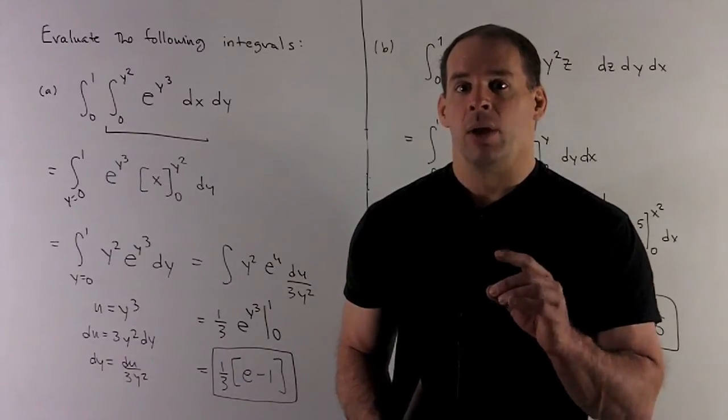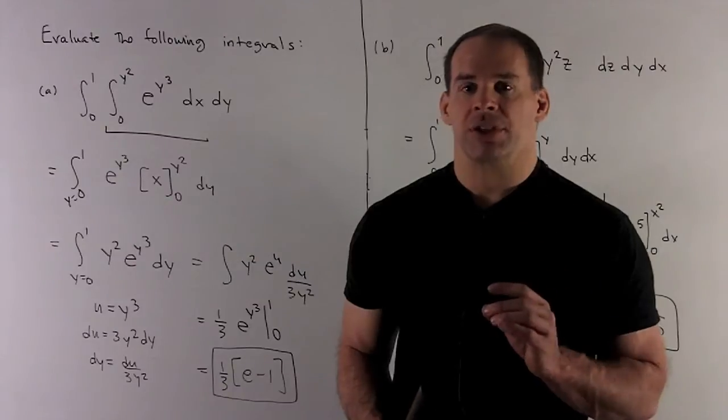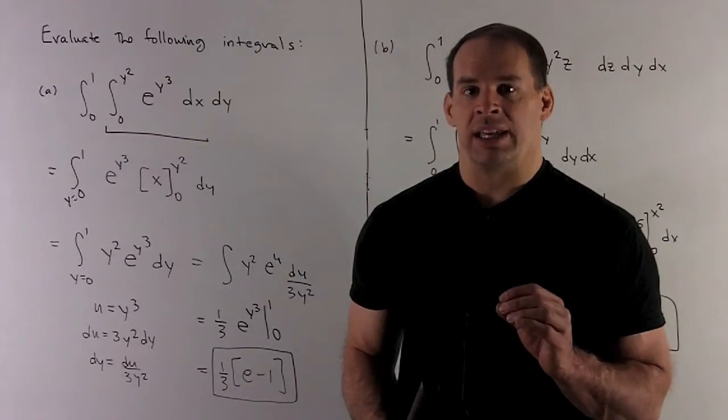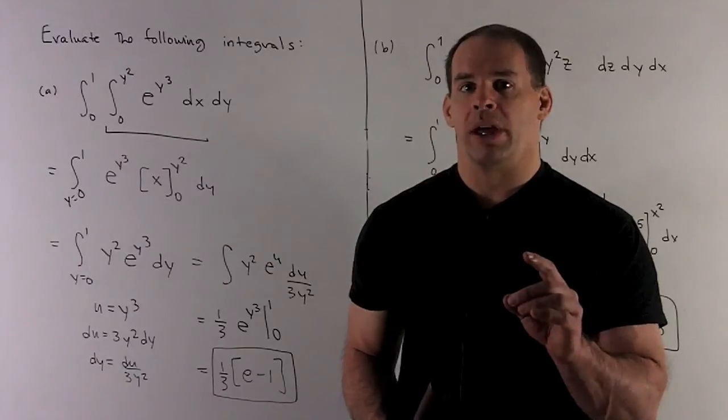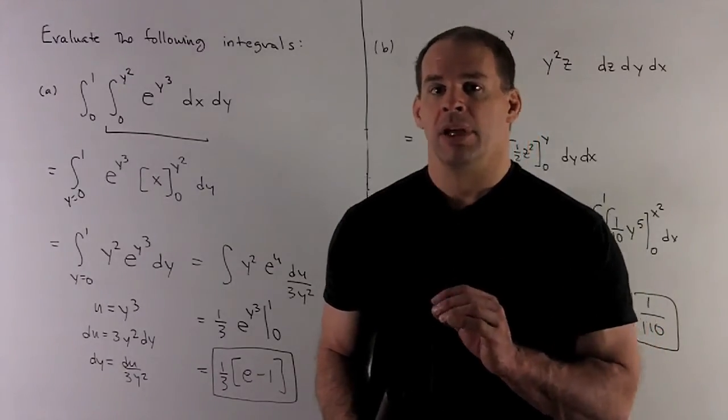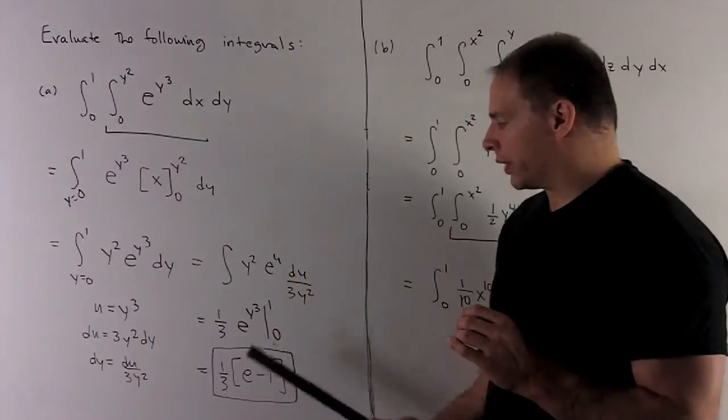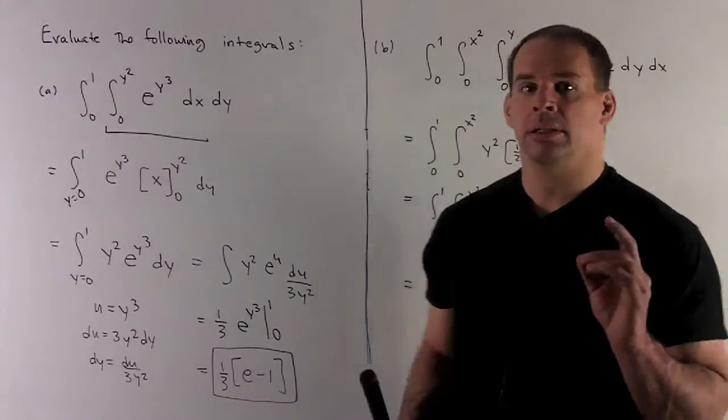I evaluate at 1 and 0, take the difference. e to the 1 is just e, and e to the 0 is 1. Okay, be careful here. You're putting a 0 in, but you're not getting a 0 out. So I wind up with 1/3 (e minus 1).